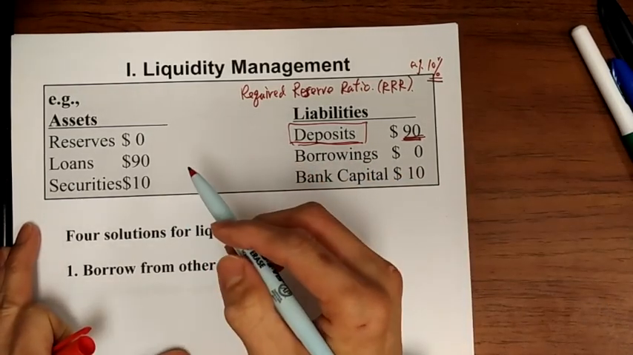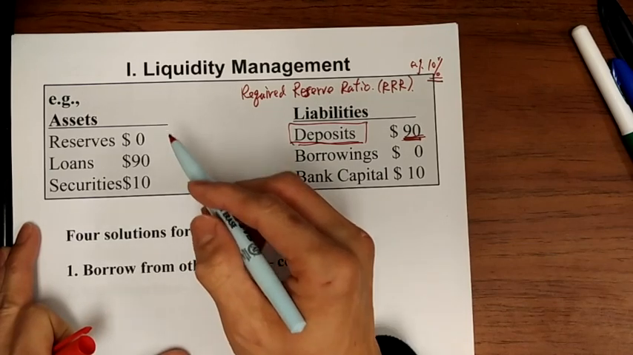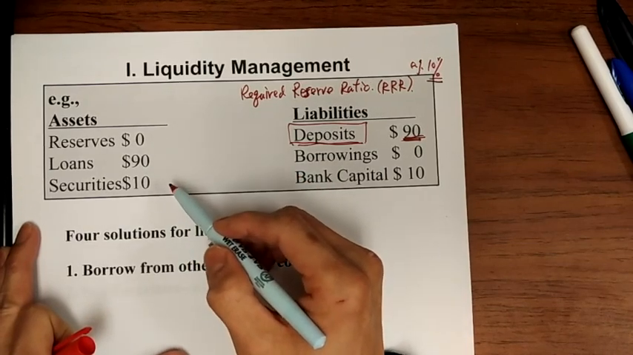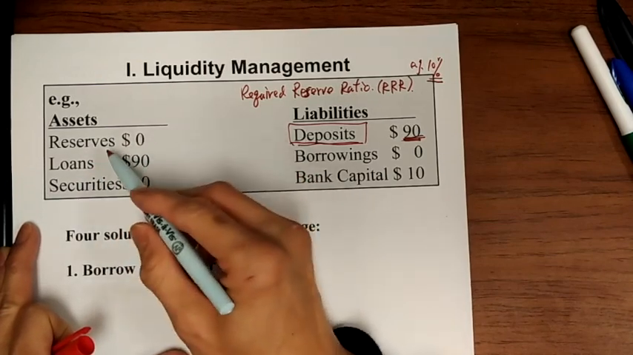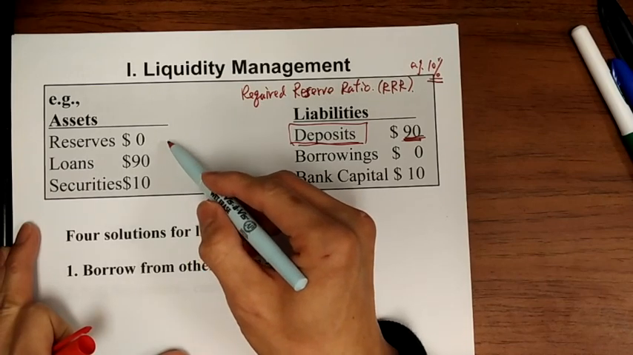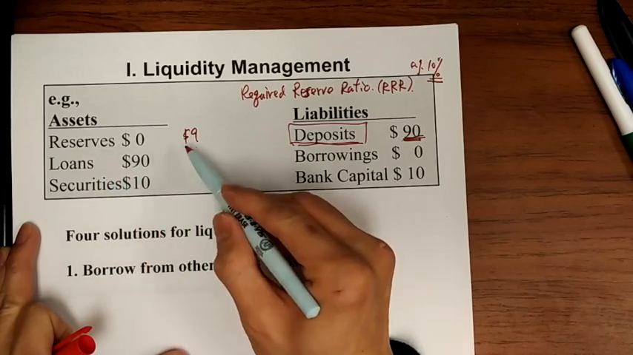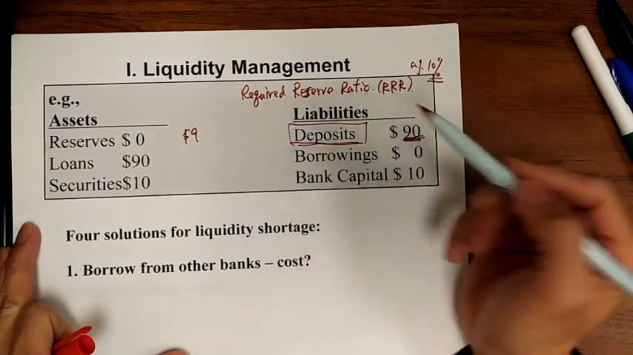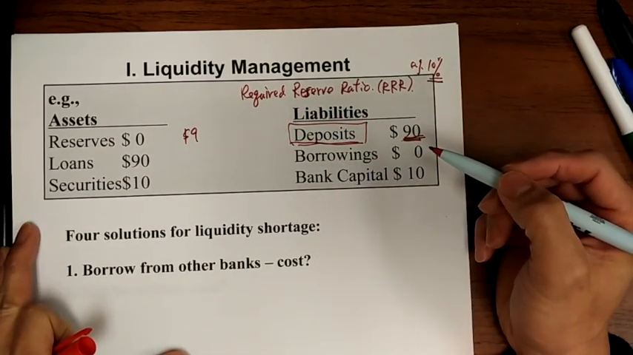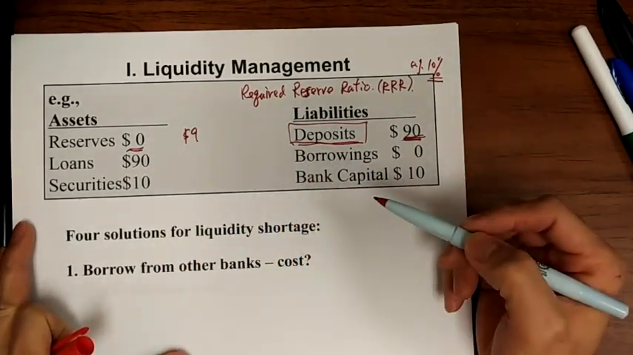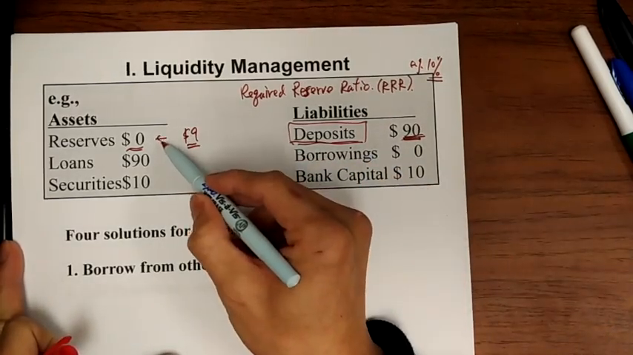But the liquidity manager in this bank is way too aggressive. So by the end of the day, they ran out of cash. So by the end of the day, they will have to put $9 into the reserve to meet the required reserve requirements. But now they have zero. How can they get this $9 into reserve?